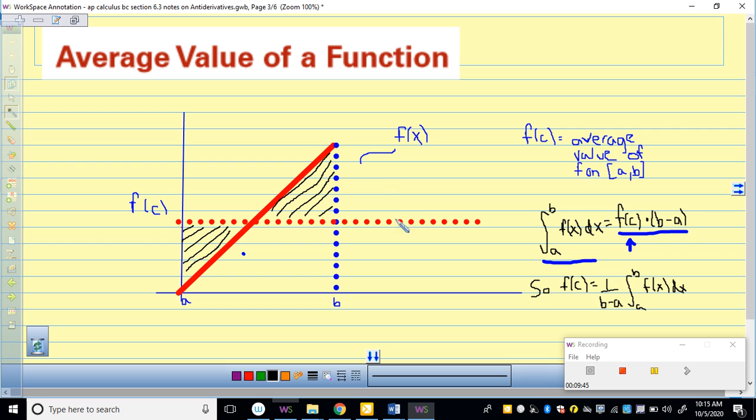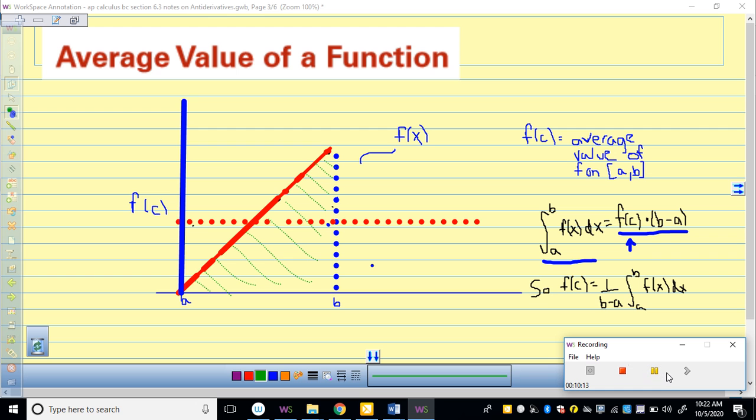Well, we do know how to find the area under the curve of f of x from a to b, and I could highlight it right here. Okay, so the area under the curve of f I highlighted in green dots here. So that's the area under the curve of f from a to b. And it would make sense that the average value of f from a to b would be somewhere near the middle of our function from a to b. So I've hypothetically put it in as this red dashed line here. That is f of c.